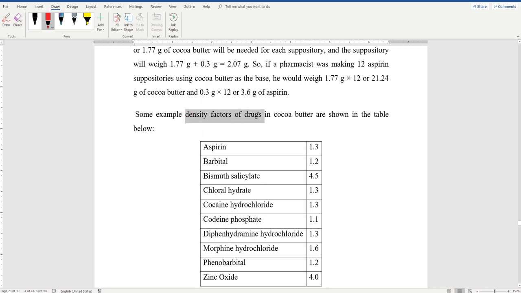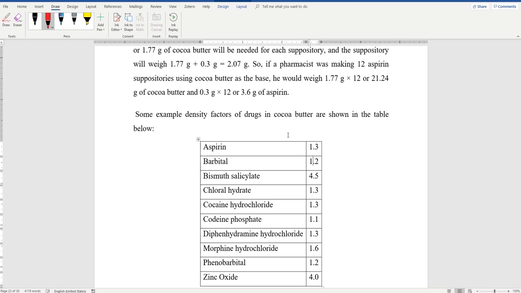density factor of drugs in cacao butter. The drug must be specified, and the base must be specified. And what you see here, drug with cacao butter 1.3, drug with cacao butter 1.2, and so on. Okay, if you go to reference textbooks, most of them will give you the density of the drug with the base cacao butter. Why cacao butter?